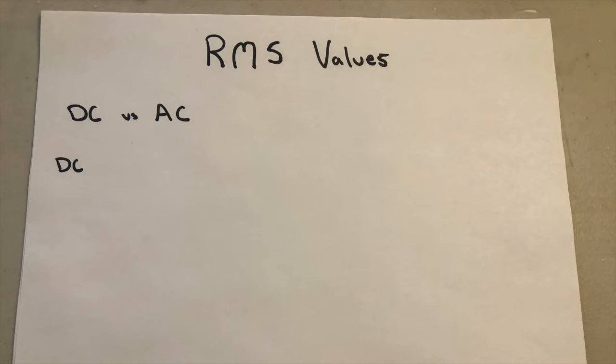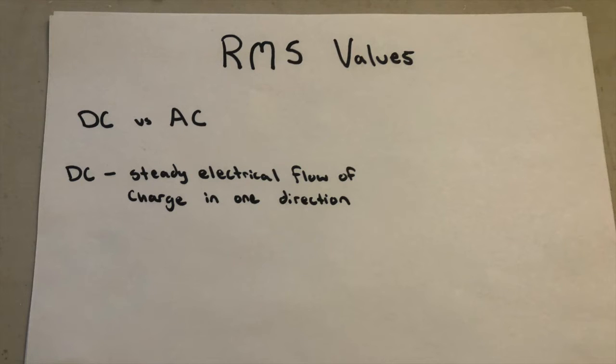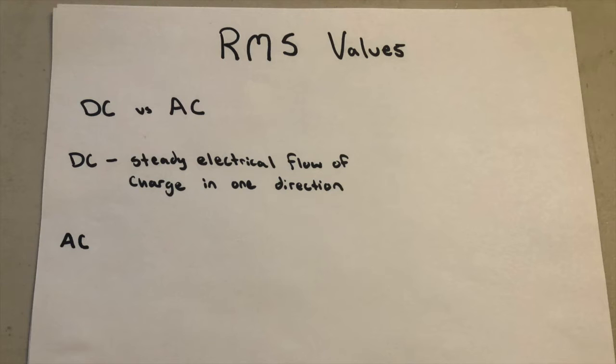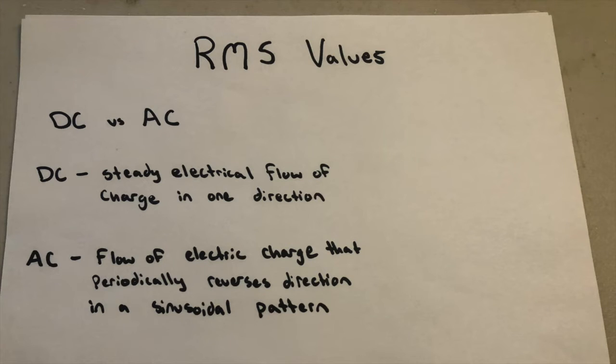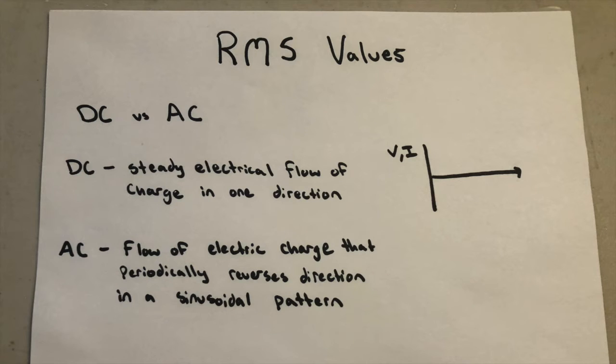So direct current is the steady electrical flow of charge in one direction, and alternating current is the flow of electric charge that periodically reverses direction in a sinusoidal pattern. Now we will look at some graphs of the voltage and current within each of these, a sample circuit of a direct current and alternating current.